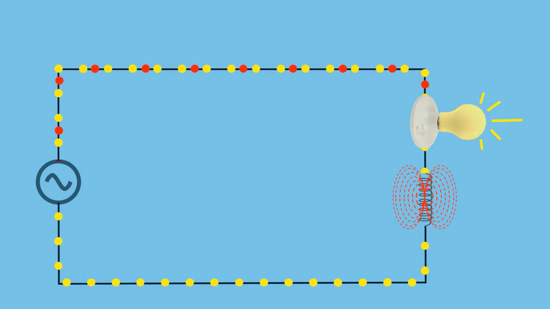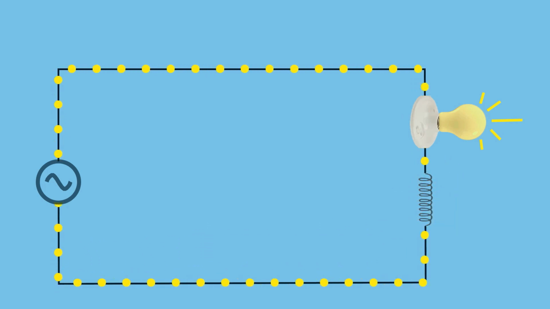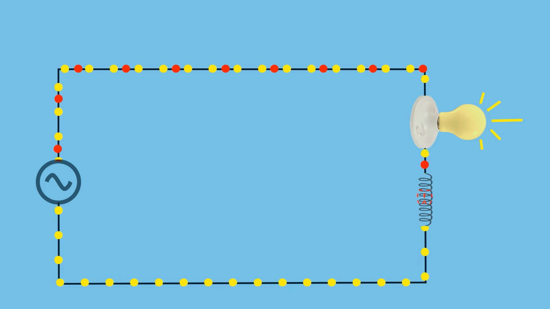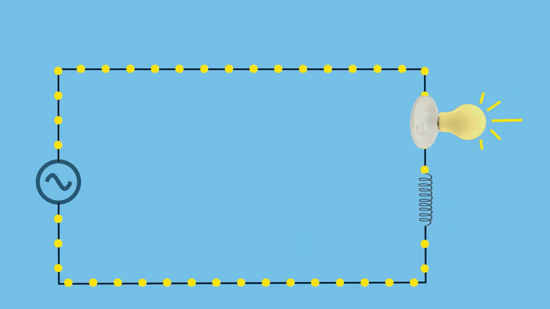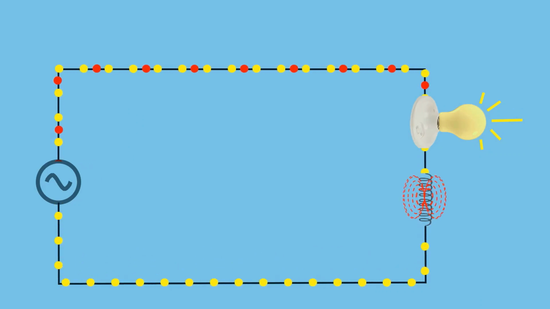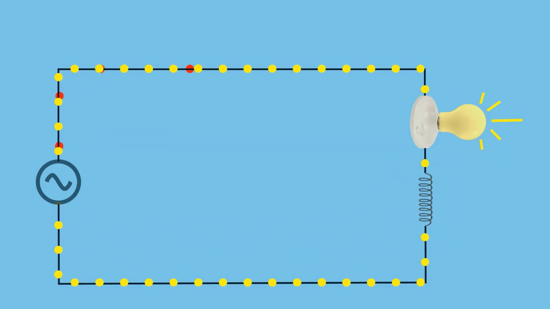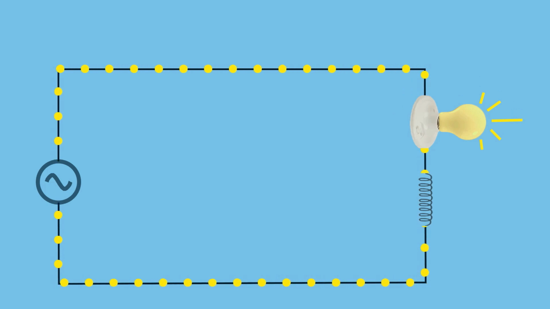Notice how the yellow dots pause during the negative power cycle while the red dots surge back to the power source. This illustrates the phase shift caused by the inductor. The alternating behavior of active and reactive power is a key factor in understanding power factor and circuit efficiency.